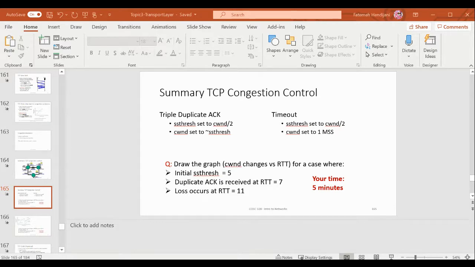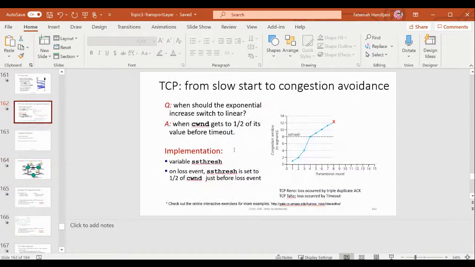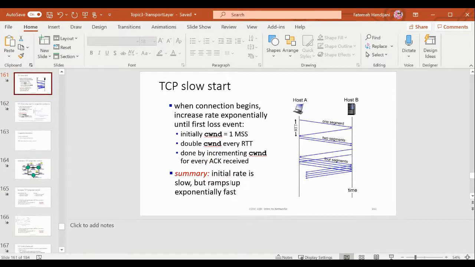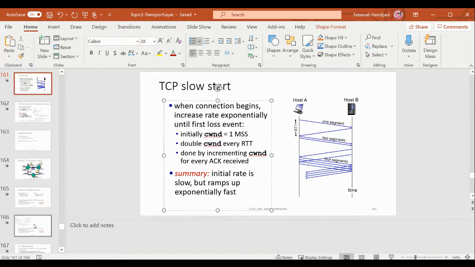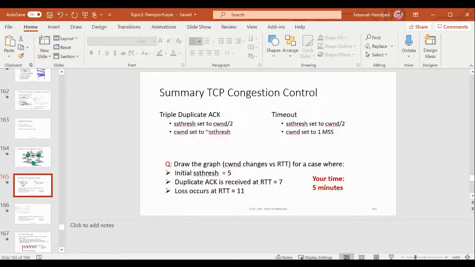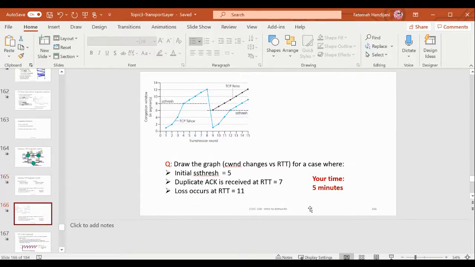I have a question about the graph. Yeah, go ahead. So the initial ssthresh, shouldn't it be like 4 or 8 or some multiple of 2, if it's coming from slow start? So if it's coming from a slow start, then it is doubled at each RTT. So then the initial ssthresh, I don't get how we would get 5 if we're using slow start.